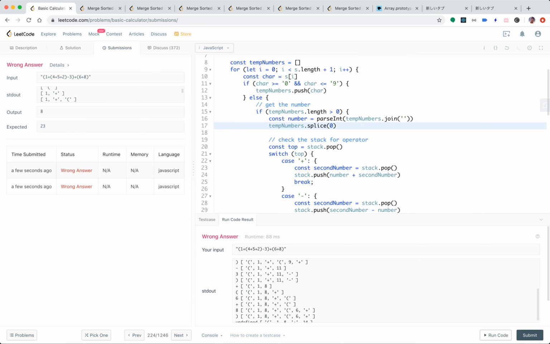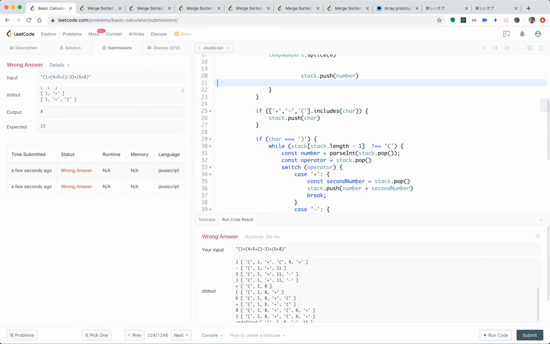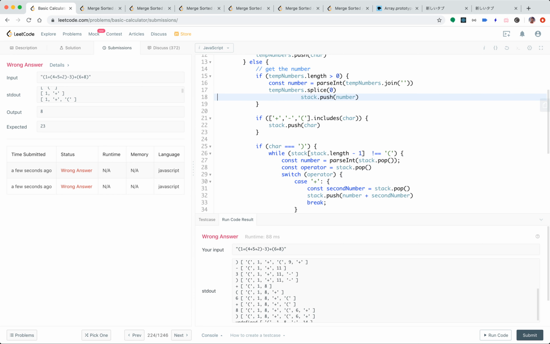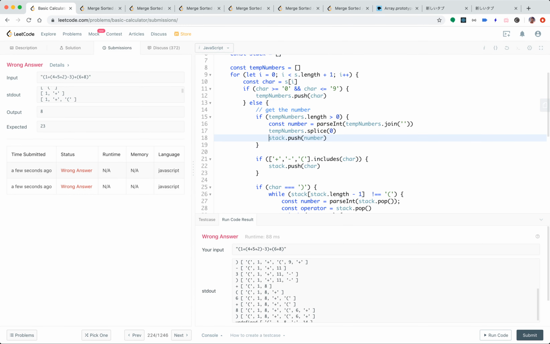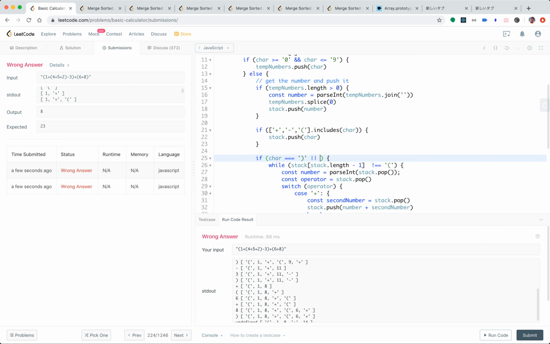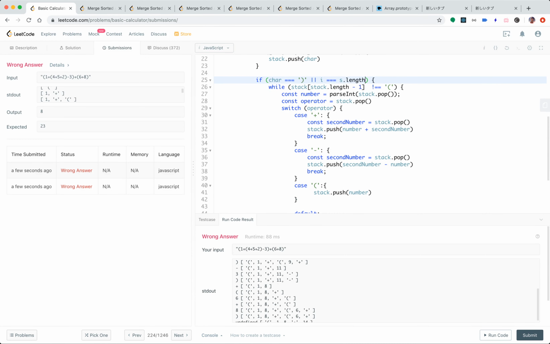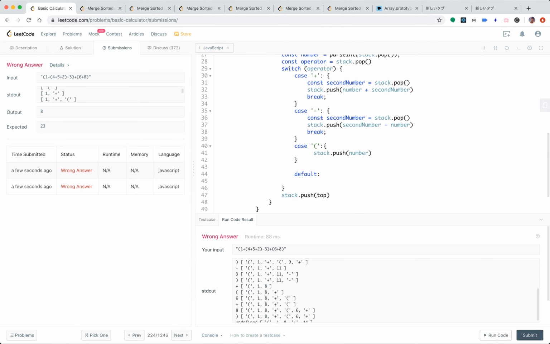If there is a number, we push a number. Stack push a number. And yeah, if there's characters, we push them. And if the character is the end parenthesis, or i is equal to s.end, we will try with a for loop and pop.